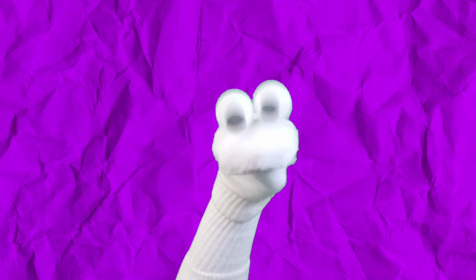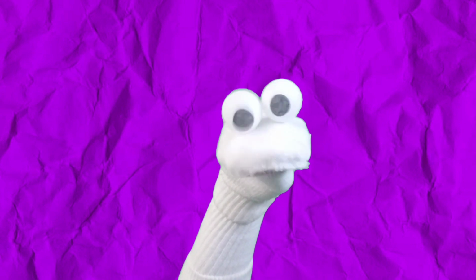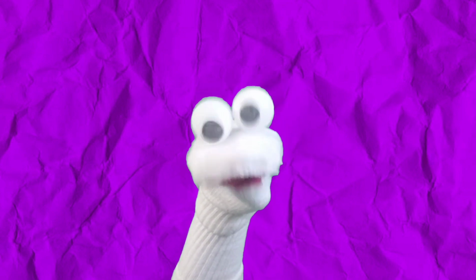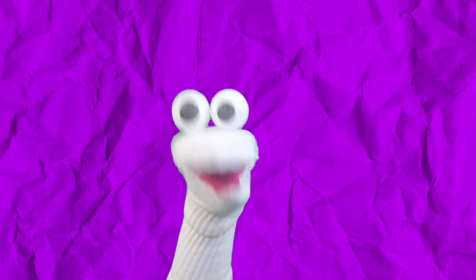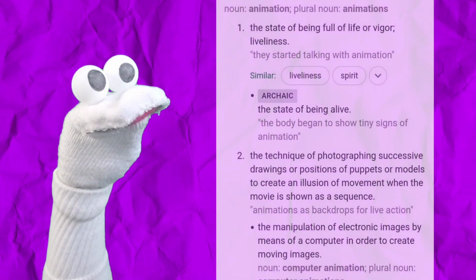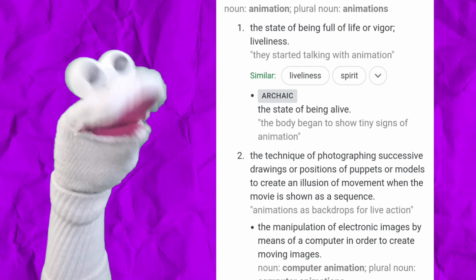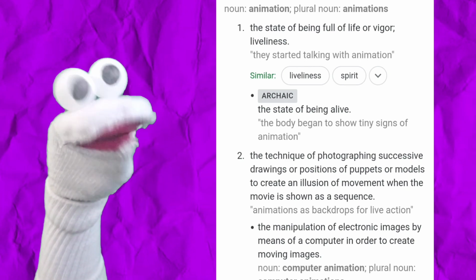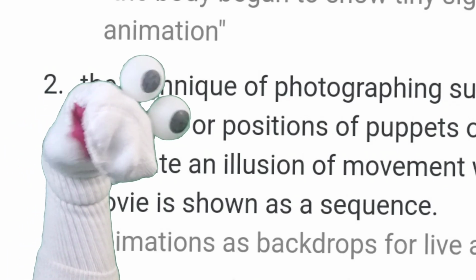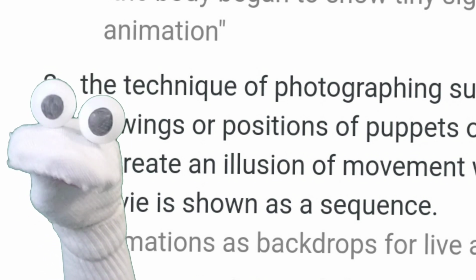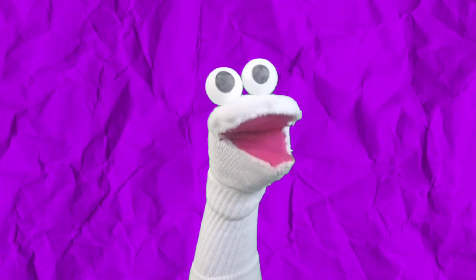That's the distinction I'm sure most, if not all of you initial commenters were trying to argue by contesting the legitimacy of puppetry as animation. If you've watched up to this point anyway. But through comprehensive conjugation, I think I've made it clear that puppetry is indeed a form of animation. But if you're still not convinced, let's take a look at the Oxford Dictionary definition. Animation: the technique of photographing successive drawings or positions of puppets or models to create an illusion of movement when the movie is shown as a sequence. Well, I'll be darned. Does that say positions of puppets? I'd say that's checkmate.